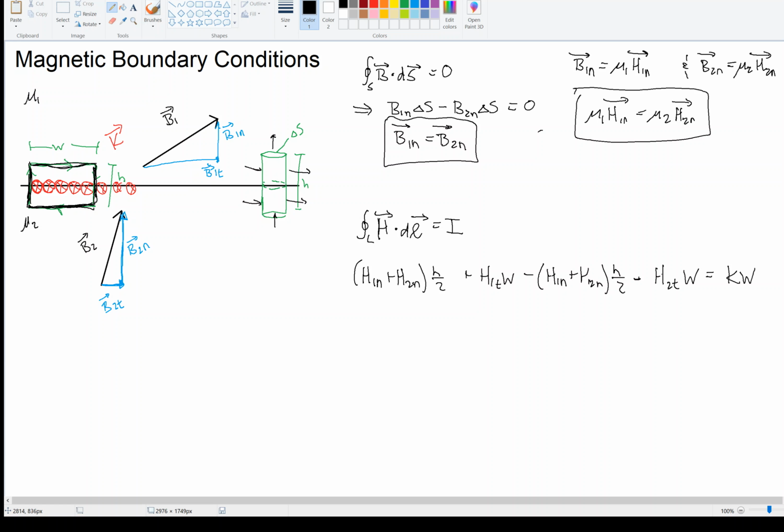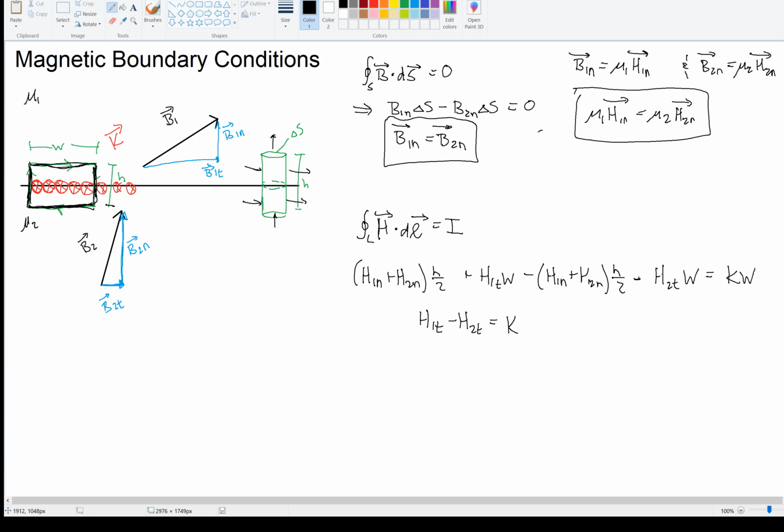All right, so we have some things that cancel. We could also take the limit as h goes to 0, because we want to know how this system behaves at the surface. So we take h going to 0, but we do have some cancellation as well. So what we end up finding is that H1t minus H2t equals K, because I can cancel a w then. So that's the general case.